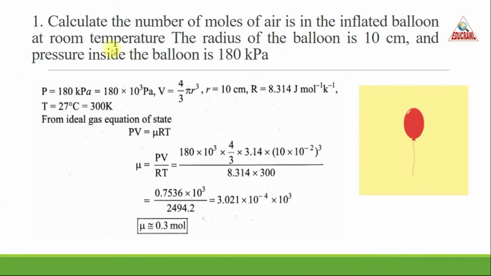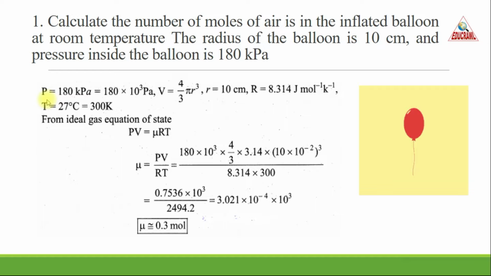The first problem: calculate the number of moles of air in an inflated balloon at room temperature. The radius of the balloon is 10 cm and the pressure inside the balloon is 180 kilopascal. So first we will list out the given data.